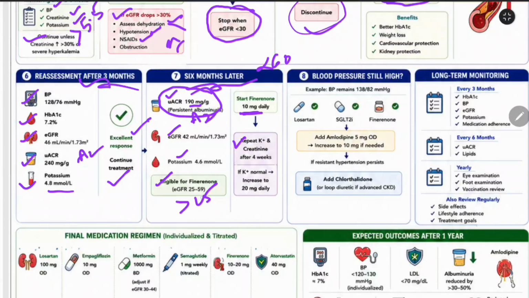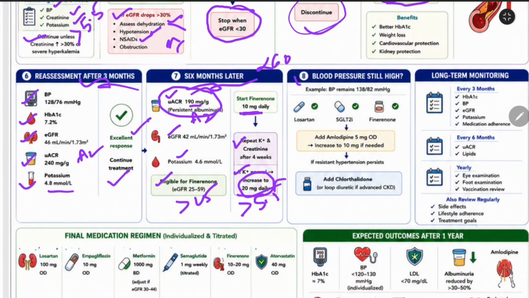Repeat potassium and creatinine after 4 weeks. If the potassium is normal, meaning it should not go more than 5.5, increase the dose to 20 mg daily. We start with 10 mg and we will increase to 20 mg. If it is rising, don't increase the dose. And if it goes more than 5.5, you can even halve the dose. You should adjust based upon your patient.